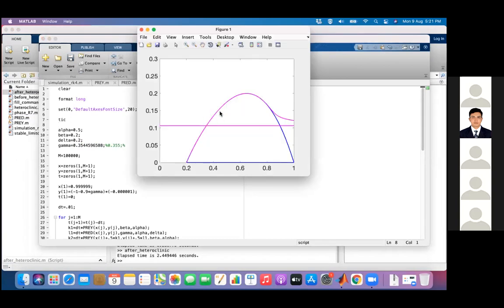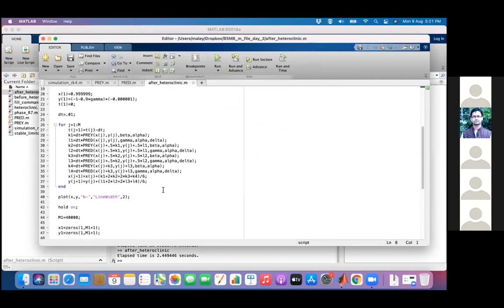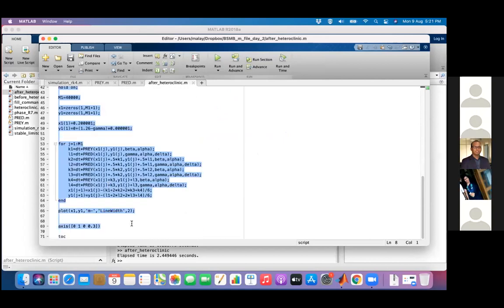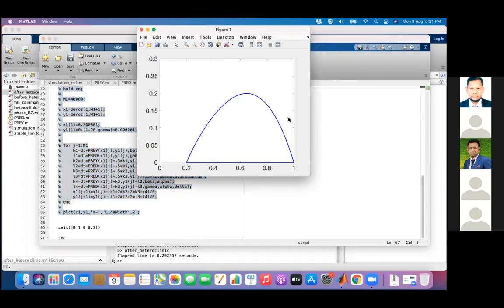And again, the two trajectories are shown here, so that's why it is creating such kind of noise. But for the time being, if you just remove this particular part, that means if you make it a comment, then you can see the exact heteroclinic orbit here. This is the main idea.